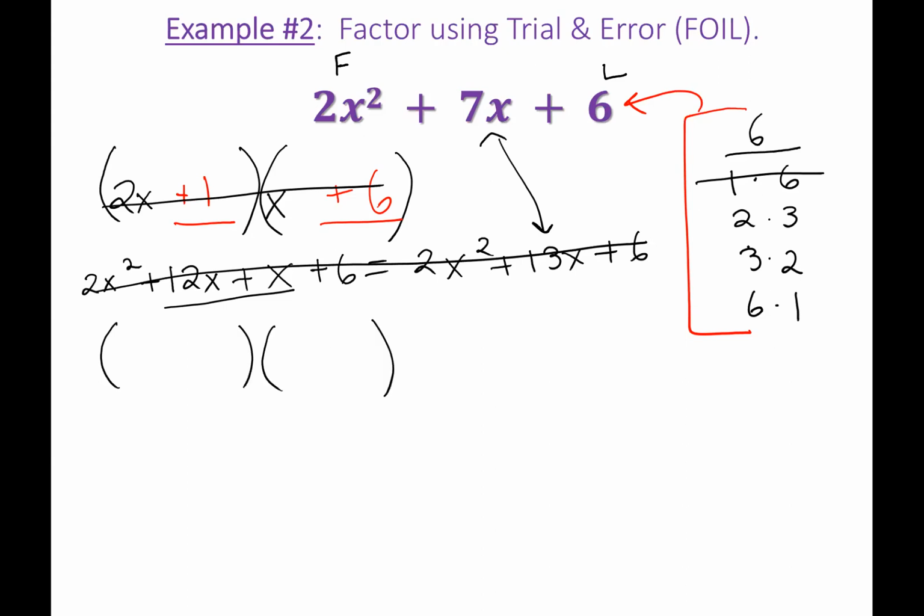So the next possibility I have is 2 times 3. So I'll do 2x and x. This time I'll try +2 and +3.